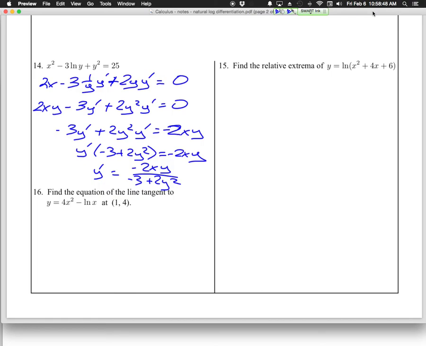Alright, 15. Find the relative extrema of y equals the natural log of x squared plus 4x plus 6. Derivative equals 0 somewhere. Very good. So I need the derivative. So that would be 2x plus 4 over x squared plus 4x plus 6. Make sure you set the whole thing equal to 0.